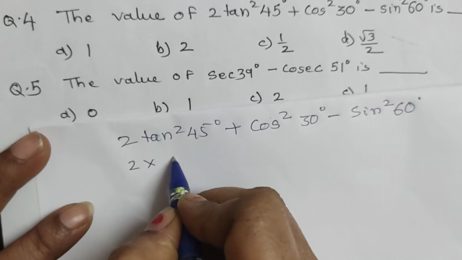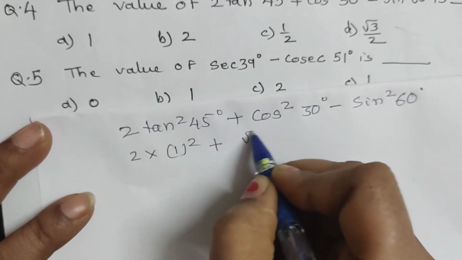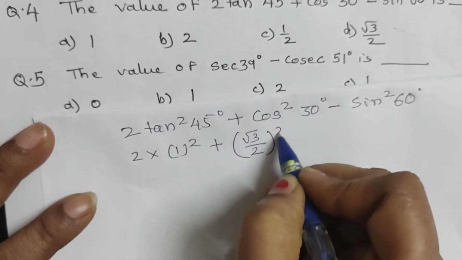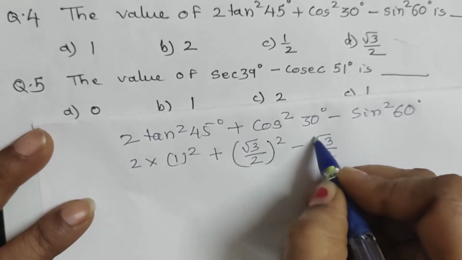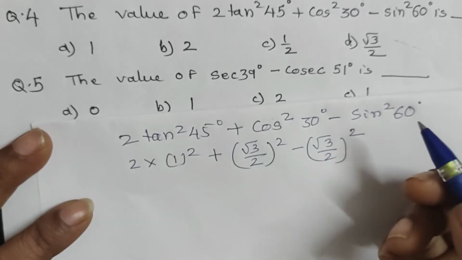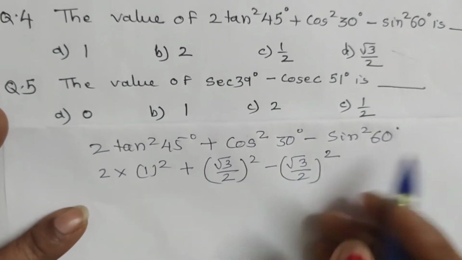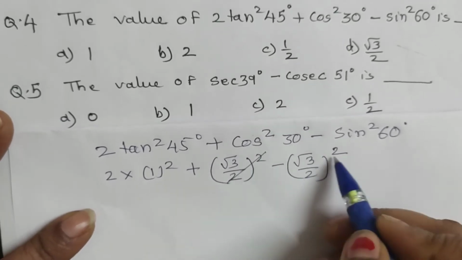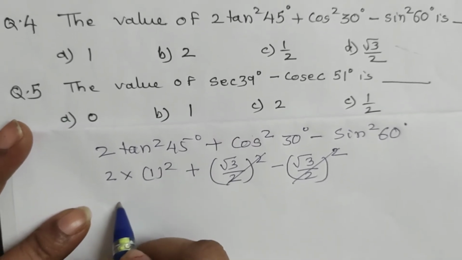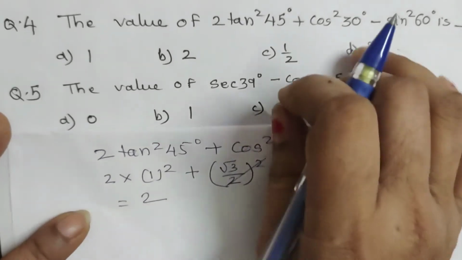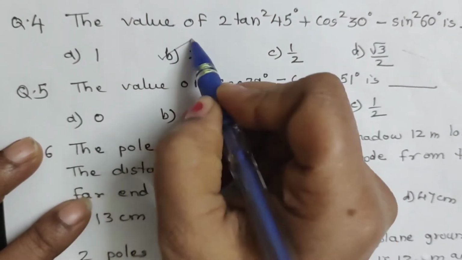So 2 into tan 45 is 1, so 1 square, plus cos 30 is root 3 upon 2 whole square, minus sin 60 is root 3 upon 2, so here we have to write square. So these two values are the same, so root 3 upon 2 squared minus root 3 upon 2 squared will get cancelled. And here we are getting 2 into 1 square is 1. So the answer is 2. So here for question number 4, the correct answer is option B, 2.